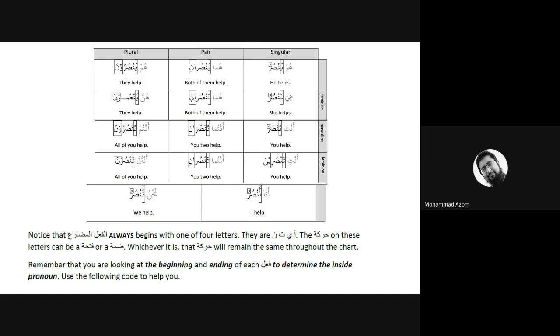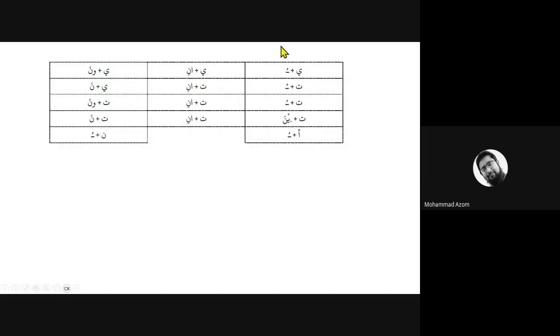Okay, four for ya, eight for ta, one for alif, one for nahnu, for na. Is that clear? So this is the chart just to show you: ya plus u, ya plus ani, ya plus una, ta plus u, ta plus ani. It's just the same thing here. So if we follow that one, yes tabshiruna.